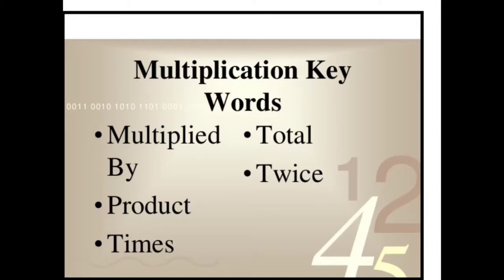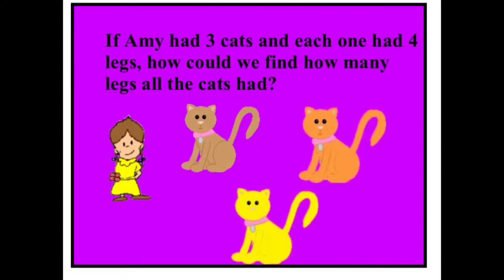So now today we are going to start the multiplication chapter. What is multiplication? As I told you earlier, multiplication is one way of doing repeated addition. How? I will show you one example. If Amy had 3 cats and each one had 4 legs, how could we find how many legs all the cats had? So what is the question? Amy had 3 cats, okay, and each one had 4 legs. So how could we find out how many legs all the cats had?